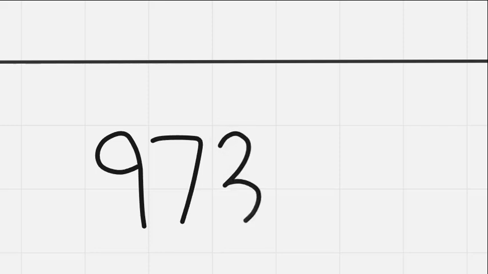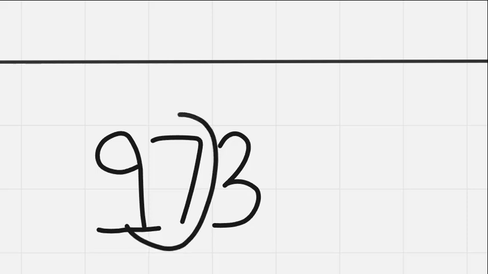Our final number is 973. Write this number down and round to the nearest hundred. I'll give you a few moments now. Let's round this together. We'll underline the hundreds, which is the 9. We'll circle the 7. The 7 will tell us how to round.